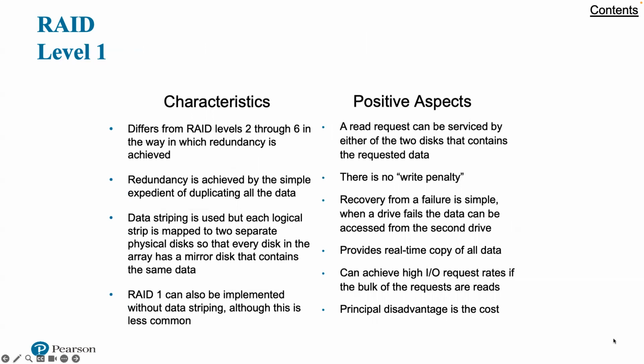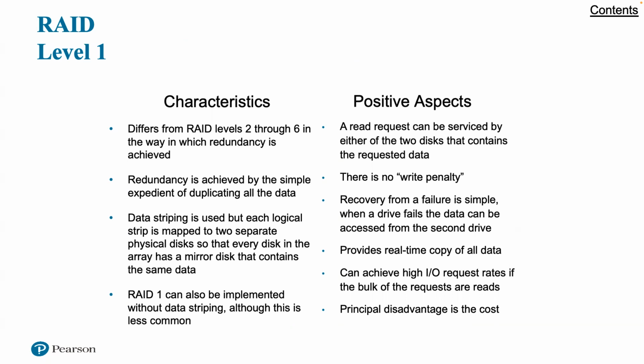And now, in a quicker fashion, we'll just go through the other levels. RAID 1 differs from RAID levels 2 through 6 in the way in which the redundancy is achieved. The redundancy is achieved by the simple expedient of duplicating all the data. So data striping is used, but each logical strip is mapped to two separate physical disks so that every disk in the array has a mirror disk containing the same data. RAID 1 can also be implemented without data striping, although this is less common.